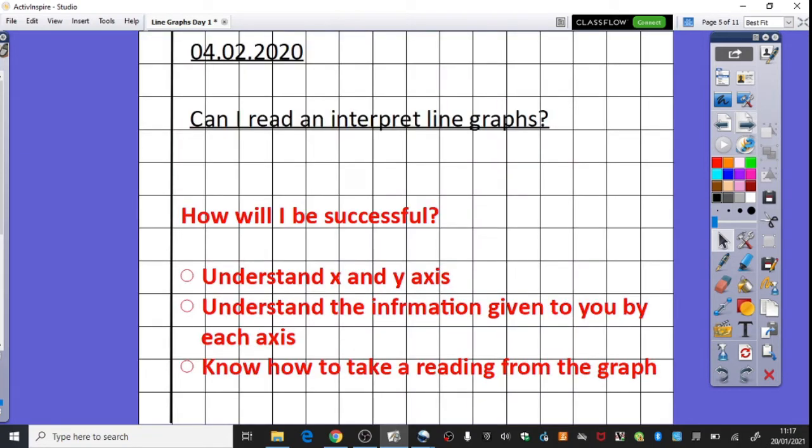So today we're going to be moving on from looking at negative numbers to now reading and interpreting line graphs. So to be successful today, you're going to need to use your understanding of x and y axes, and we'll come on to a bit more detail about that in a minute. Understanding the information given to you by each axis and each scale, and knowing how to take a reading from a graph and how to interpret that information.